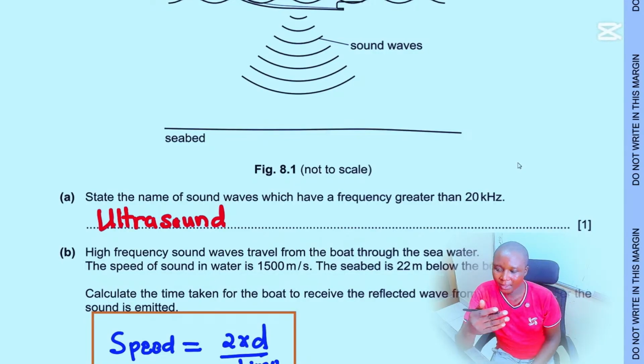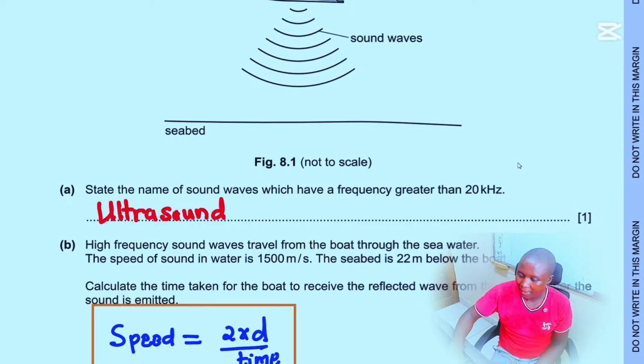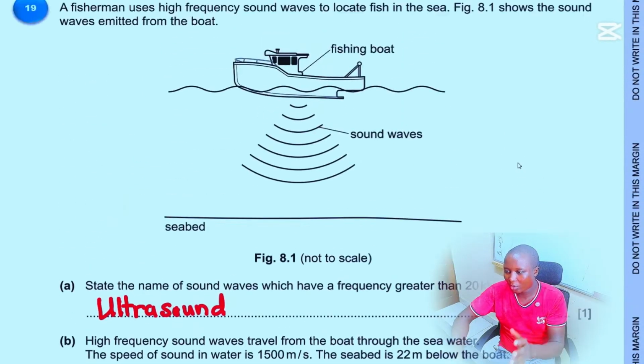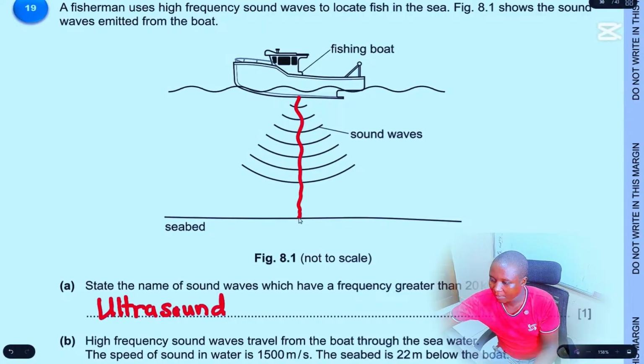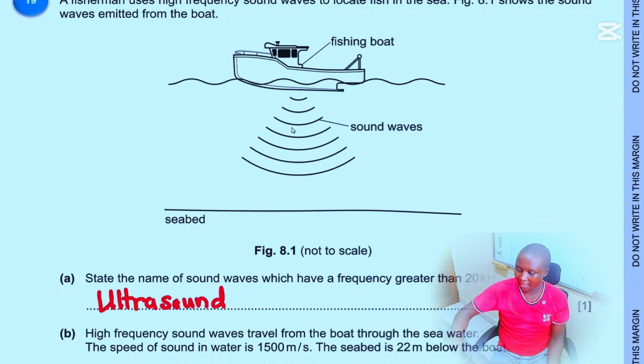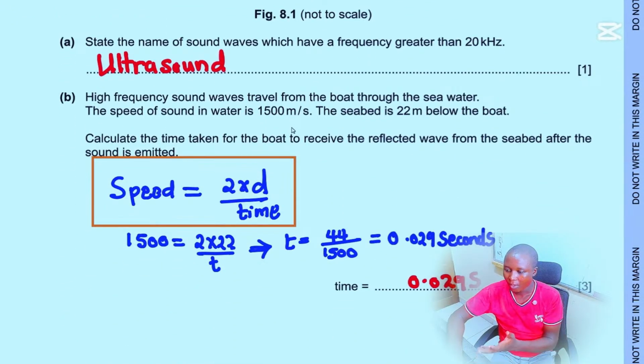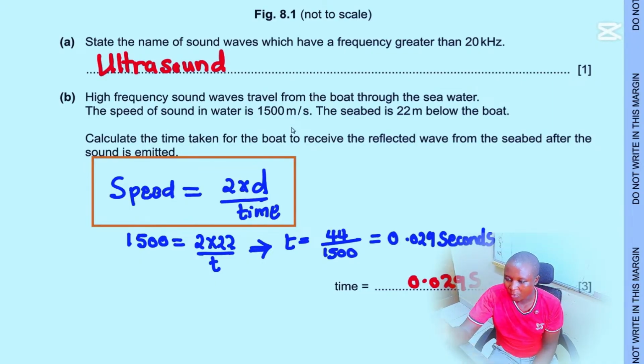So at that particular point also, you need to remember the formula that can be used to determine the depth. Remember, this sound is going to travel to the seabed, then comes back, so it's going to cover twice the distance. So for that reason, speed is going to be 2 times d over the time taken. With the information provided, we can say 1,500, because that's the speed of sound in water, is equal to 2 times 22 over time, so that we get our time being equivalent to 0.029 seconds.